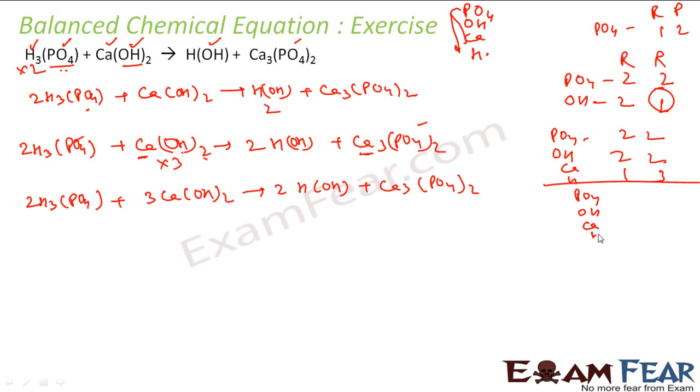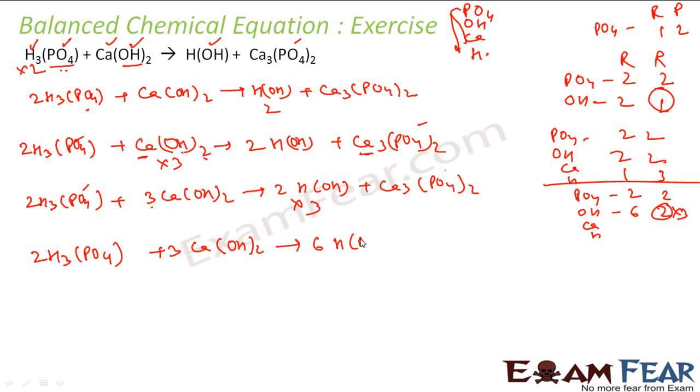So again we have PO4, OH, Ca and H. So PO4 part we have 1 into 2 here, and we have 2 here. OH part we have now 3 into 2, 6 OH. And here we have only 2 OH. It's not balanced, right? So let's multiply this guy with 3. Correct? So let's see what you get. So now you get 2H3PO4 plus 3 calcium hydroxide is equal to 6 HOH plus Ca3PO4.